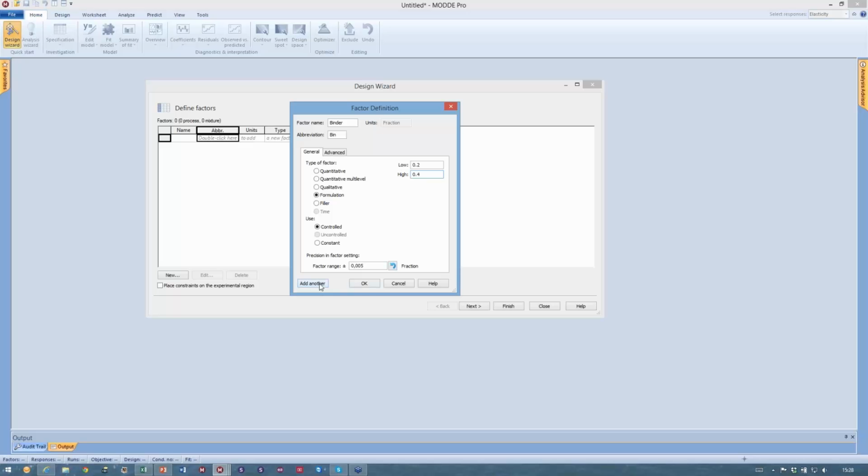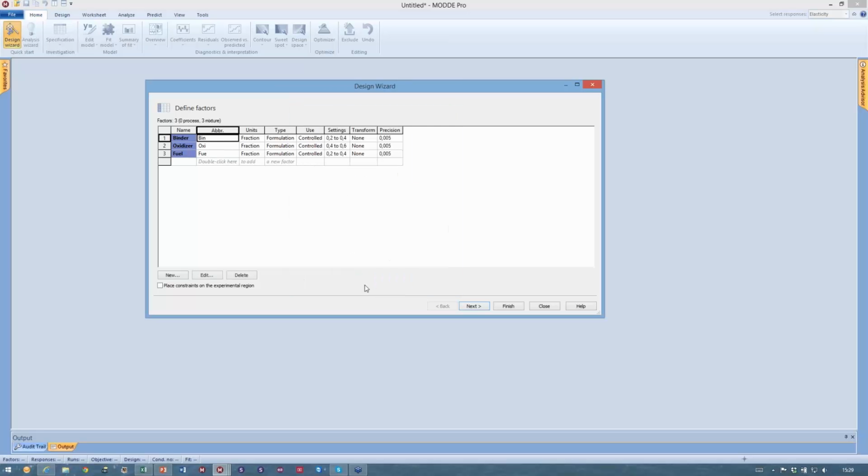We then click add another, and the second mixture factor is the oxidizer, which is investigated between 0.4 and 0.6, and the third factor is the fuel, and the fuel is studied between the low bound of 0.2 and the upper bound of 0.4. Now we say OK because we have defined the factors.